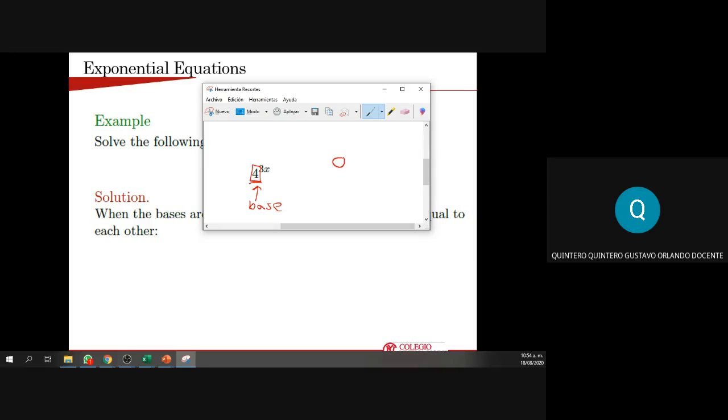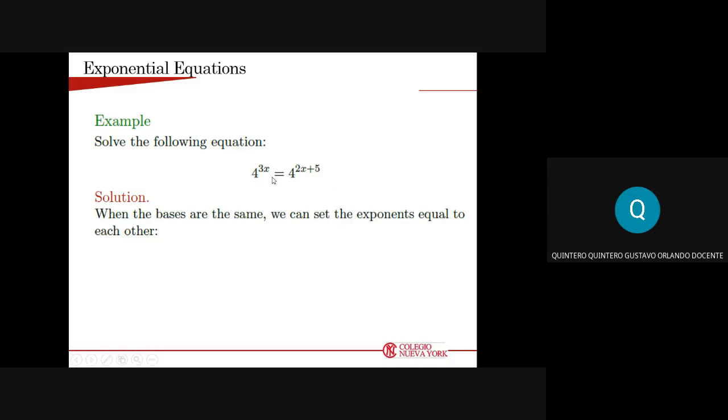In any exponent like this, a to the b, any number elevated to another number, the big number here is called the base. And look at that. In our equation, we have two exponents, one to the left of the equal and one to the right of the equal. We have two powers, and both powers have the same base. This is 4 to the something, and this is 4 to the something as well.